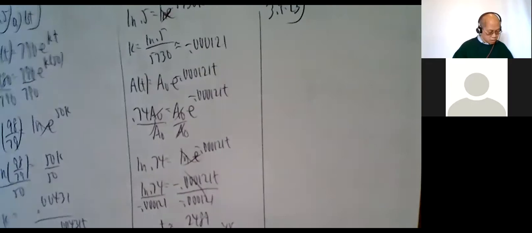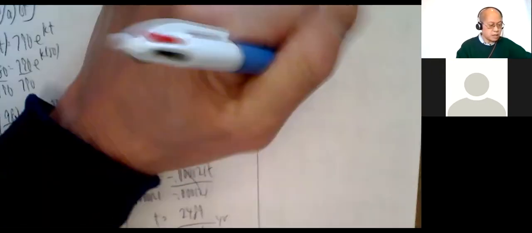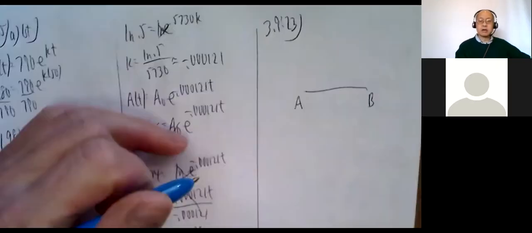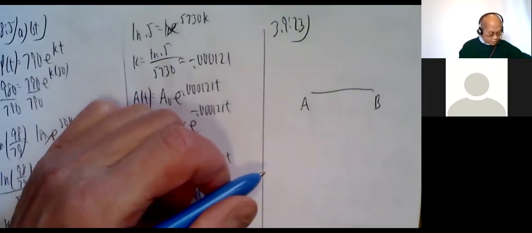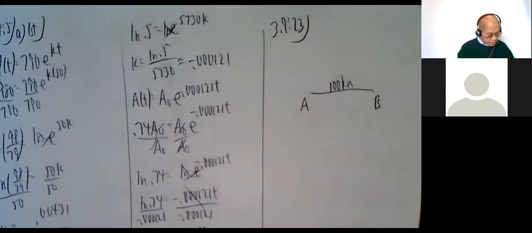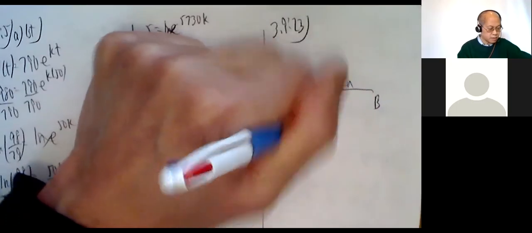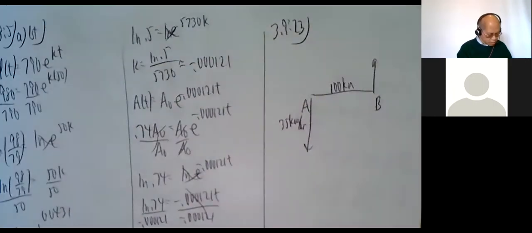3.9, number 23. Okay, so ship A is 100 kilometers west of ship B. Because of the fastness with which I'm going, I'm not even getting my ruler for this. This is 100 kilometers. A is going south at 35 kilometers per hour. B is going north at 25 kilometers per hour.